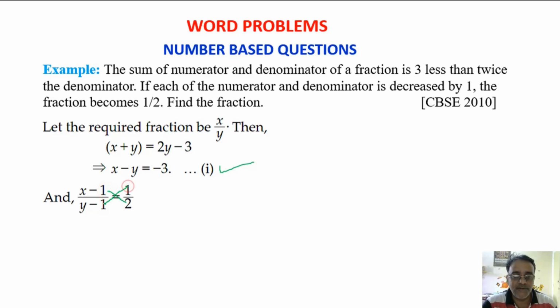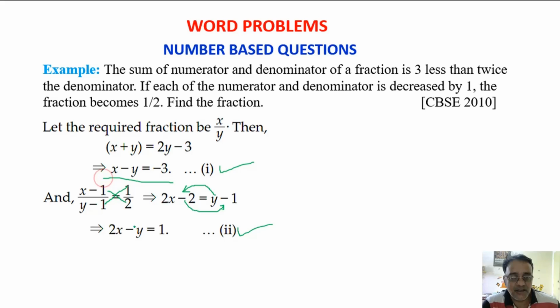So what we will do, we will again simplify this. Cross multiply here. 2x minus 2 is equals to y minus 1. Now shift y to this side and minus 2 to this side. So we'll get 2x minus y is equals to 2 minus 1, that is 1. So let it be equation number 2.